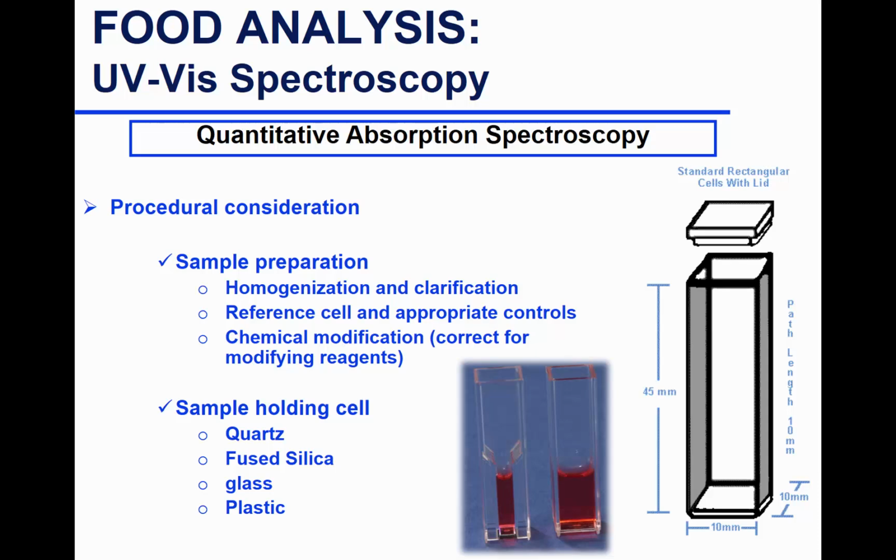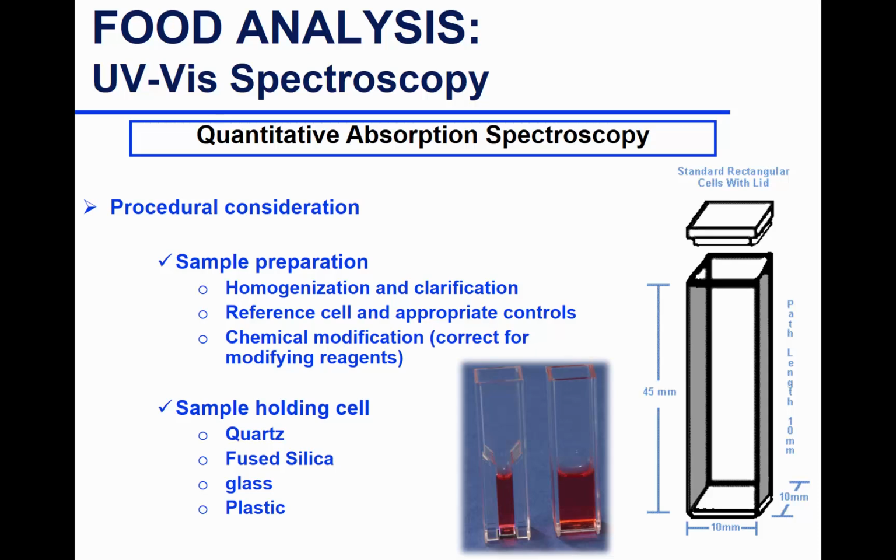Procedural considerations have to do with sample preparation. When you're preparing your sample, since you're working with absorption of light and fluorescence, you want to make sure your sample is homogeneous, that's important, and clear. If your sample is cloudy, as we talked about last time, it means there are a lot of particles that are going to scatter light, and you're going to get false high absorption. So oftentimes we have a centrifugation step associated with sample prep if our sample matrix has a lot of particulates in it.